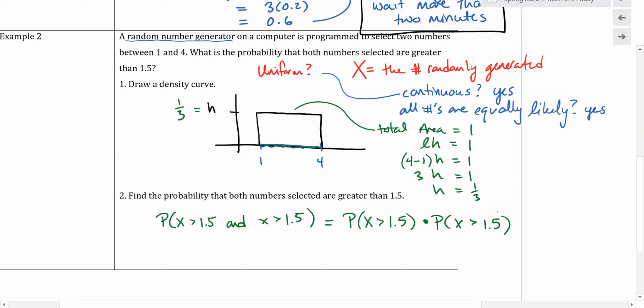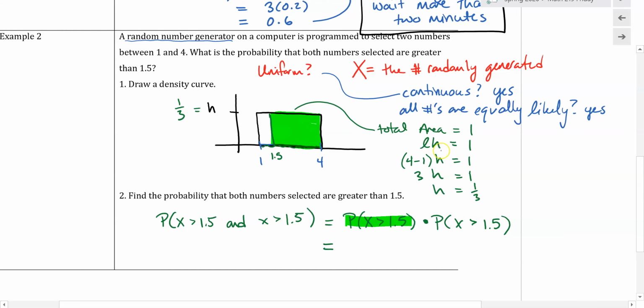Okay, so let's figure this out. On my graph, find 1.5. That's about right there. Maybe that's the number 1.5. I'm looking for the probability of any number being greater than 1.5. So that's going to be to the right of that number, in between 1.5 and 4. That's the probability I'm looking for right there. And the probability of that is simply just find the area of that rectangle.